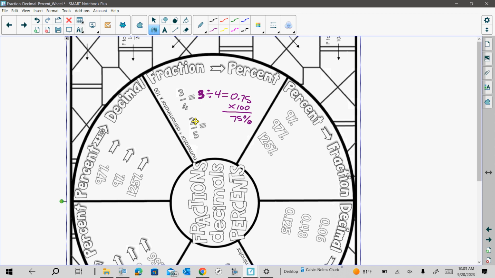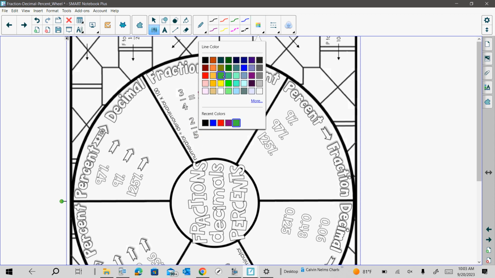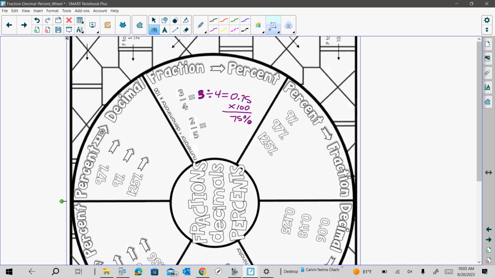So top number divided by the bottom number. So this becomes 2 divided by 5. That turns into 0.4. Then you just times that by 100. Do we have to show work? No, you just got to show the percent. Okay.